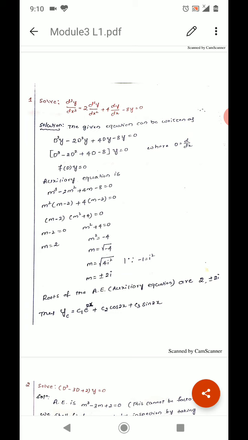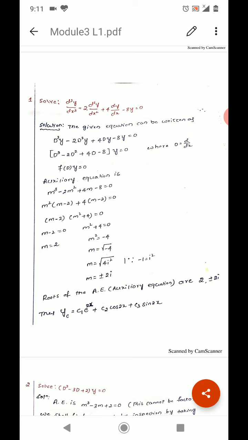Therefore the auxiliary equation becomes, considering D as m, f of D equal to f of m. So f of m becomes m cube minus 2m square plus 4m minus 8 equal to 0.